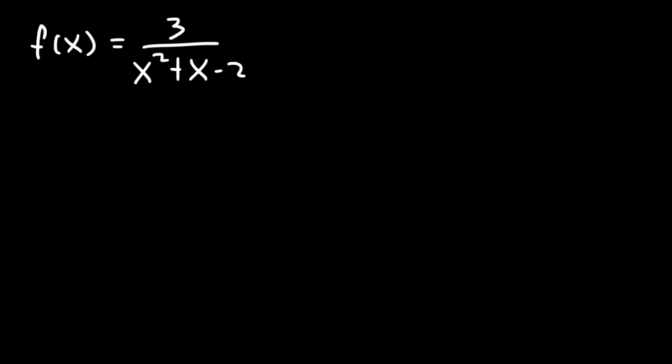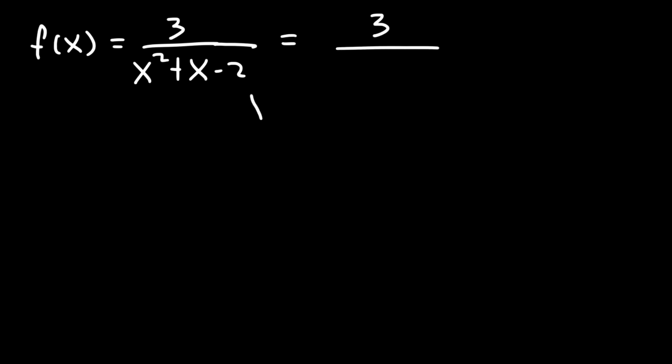Let's work on one more problem. So consider the function 3 divided by x squared plus x minus 2. What do we need to do for this example? For this particular rational function, the first thing we need to do is factor the trinomial in the denominator of the fraction. So x squared plus x minus 2.